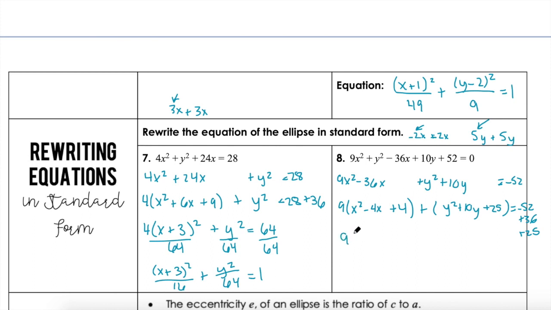Now we can write this as 9 times the quantity x minus 2 squared. It's minus because our middle term is a minus, plus y plus 5 squared equals, when we add all these together, we get 9. In our last step, we want to make this side a 1, so we divide everything by 9. So our first term ends up being x minus 2 quantity squared plus y plus 5 squared over 9 equals 1.